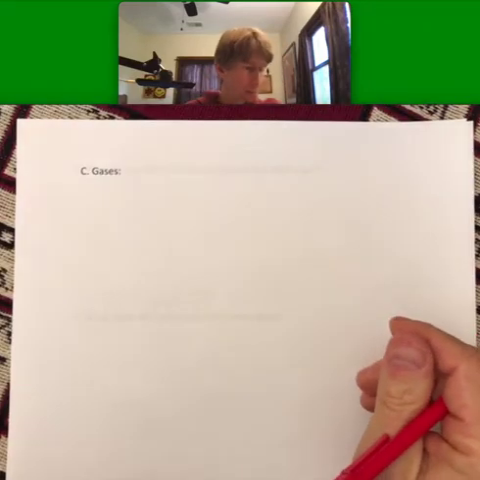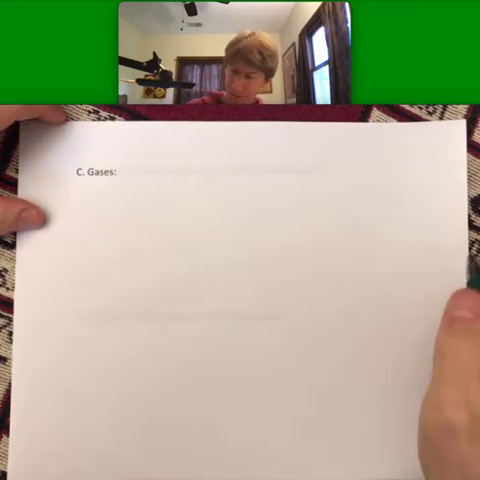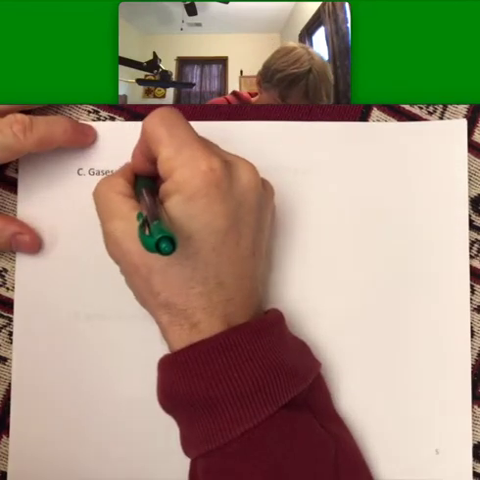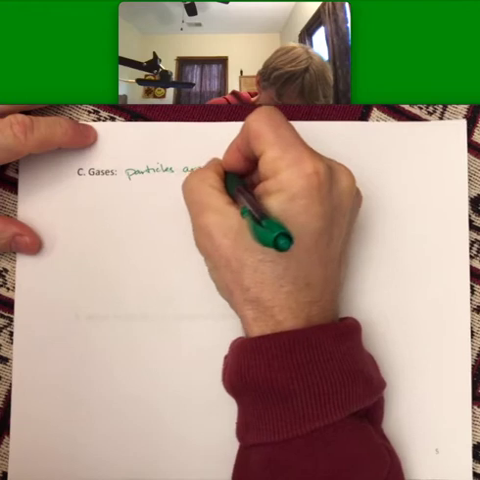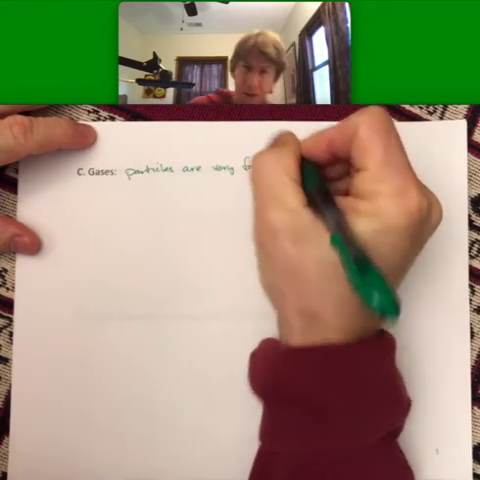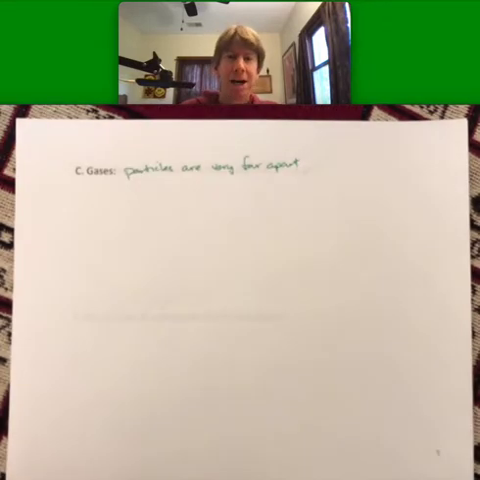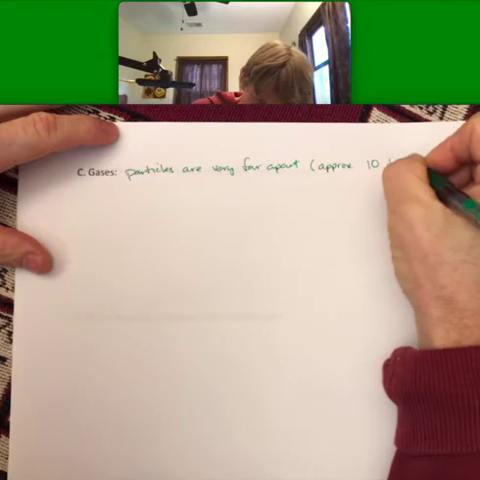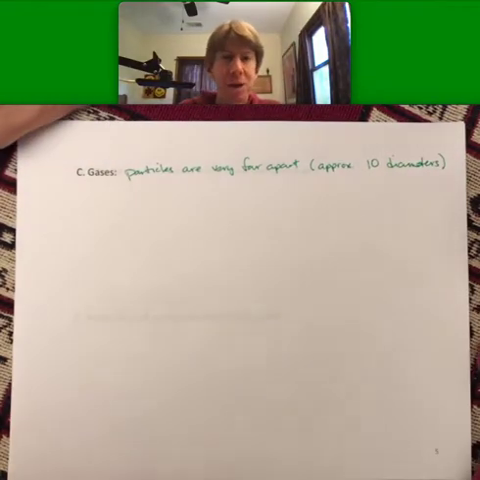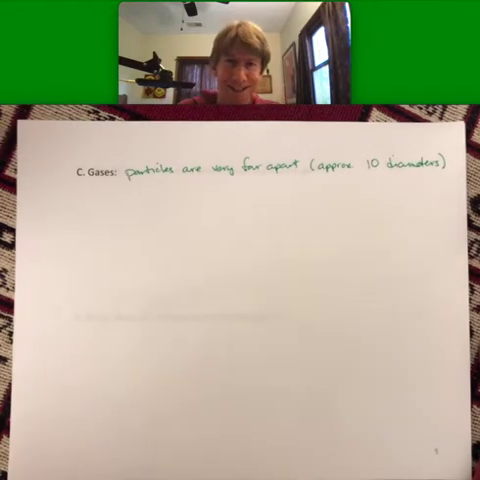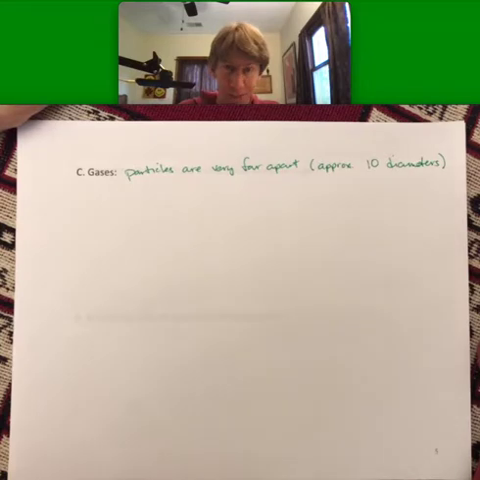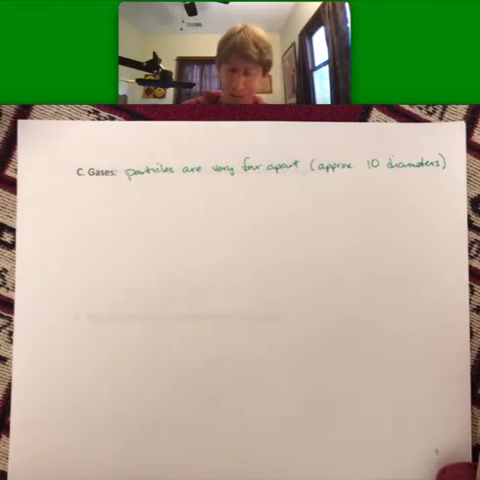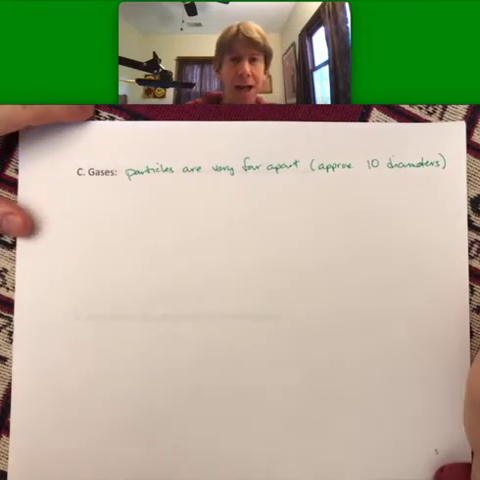All right, so gases. For gases, particles are very far apart. How far apart, you might ask? Approximately 10 diameters. In fact, one of the homework questions says to literally draw the particles 10 diameters apart and use a ruler to show it. So just be aware of that on the homework. And I will be looking for that, by the way. Particles are very far apart, and have random positions.